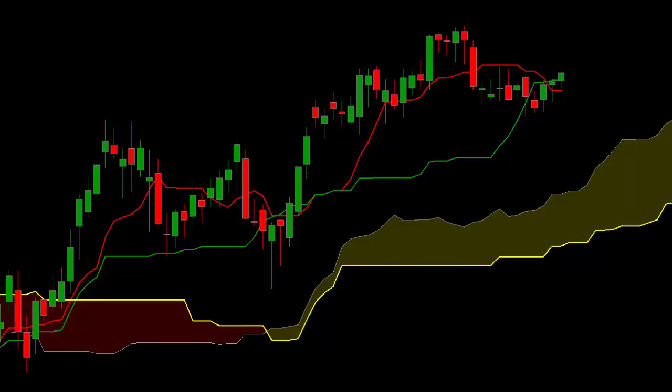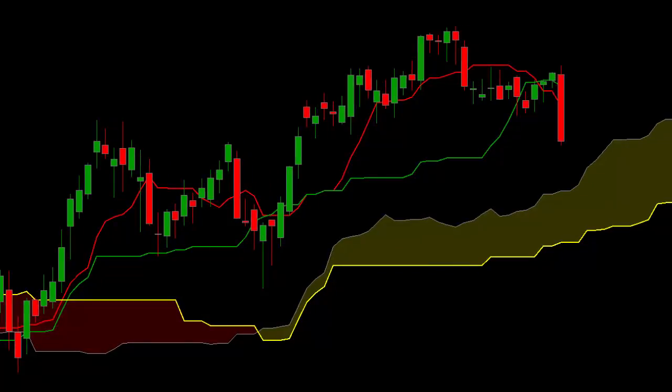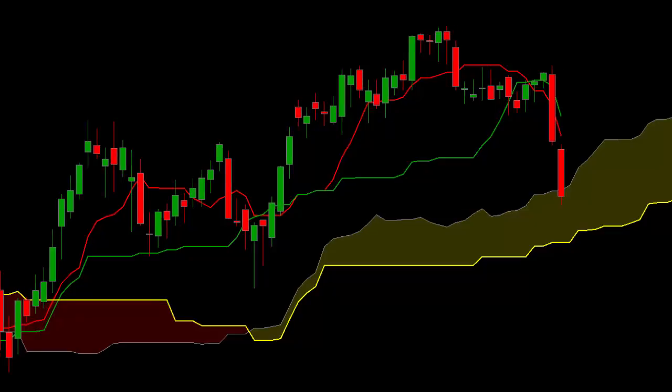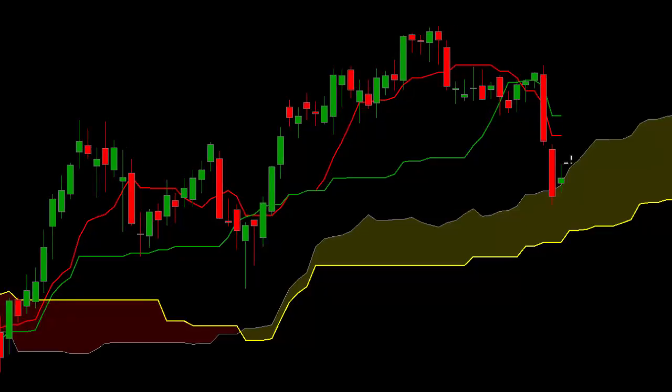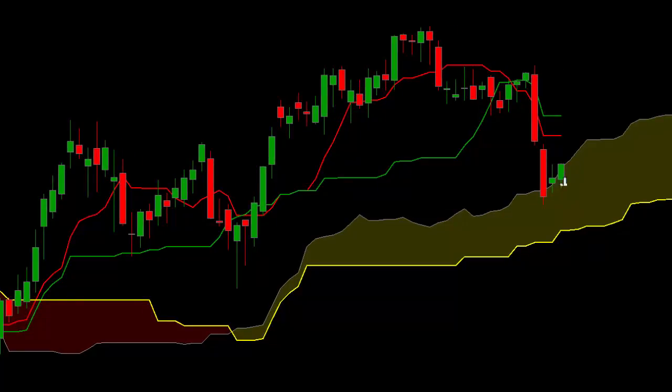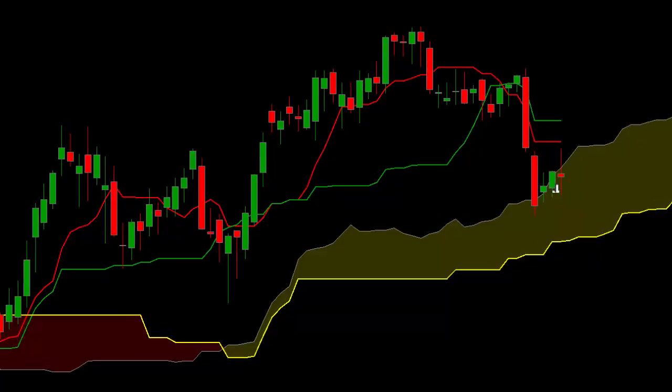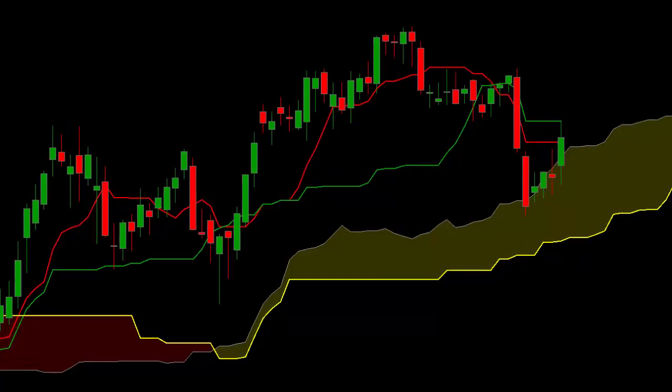The Senkou B is staying flat because we really haven't changed the range in 52 bars, even with a big move like that. And now what we can say is that price is pulling back to this cloud to act as a sort of non-linear support or resistance.